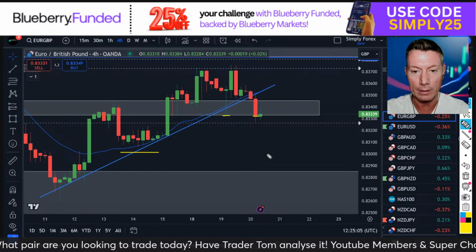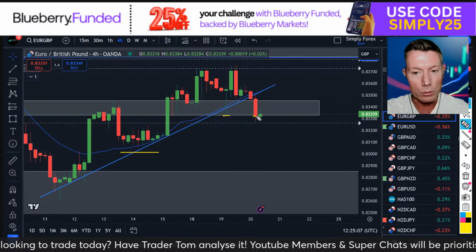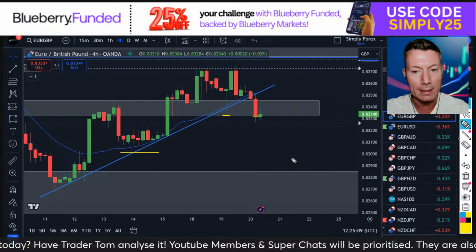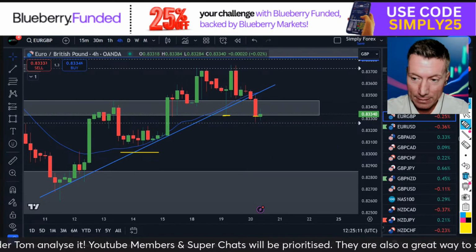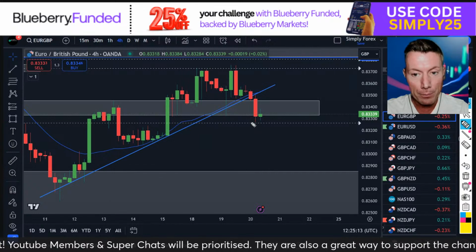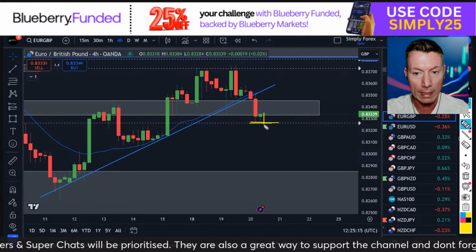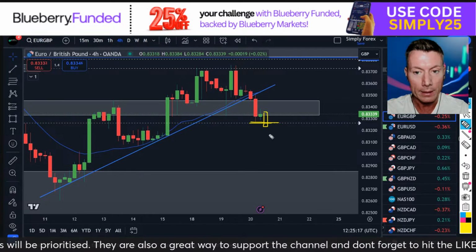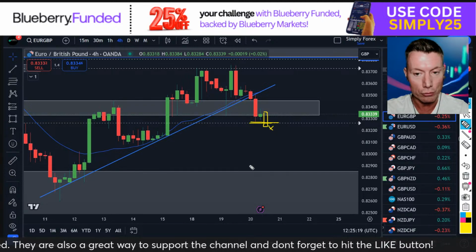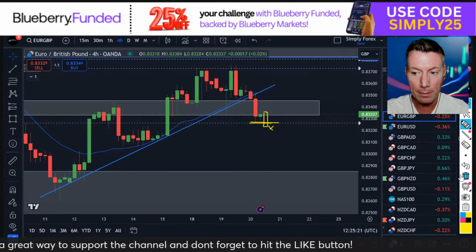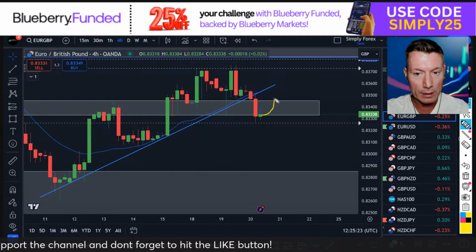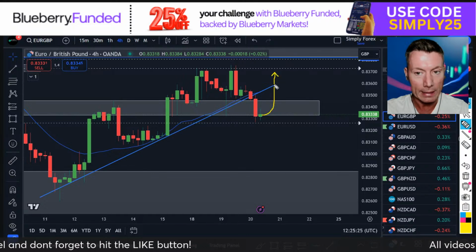My stop loss was down here to start with, because it's not doing what I expect it to. But if it breaks this level and we get another candle that comes through here, I will close the remainder of the trade. But if price starts creeping back up, I'll stay in it.